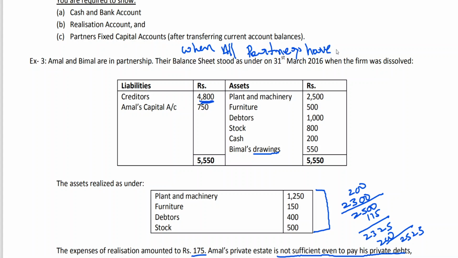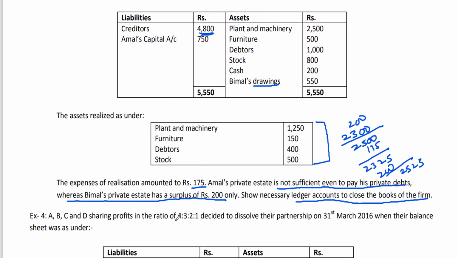All partners have become insolvent is this particular problem. So now, sir, what is to be done in this case? Here, plant and machinery will be transferred to realization account debit side. Furniture, realization account debit side. Debtors, realization account debit side. Stock, realization account debit side. Of course, cash account you will be opening. Bimal's drawings transfer to Bimal's capital.